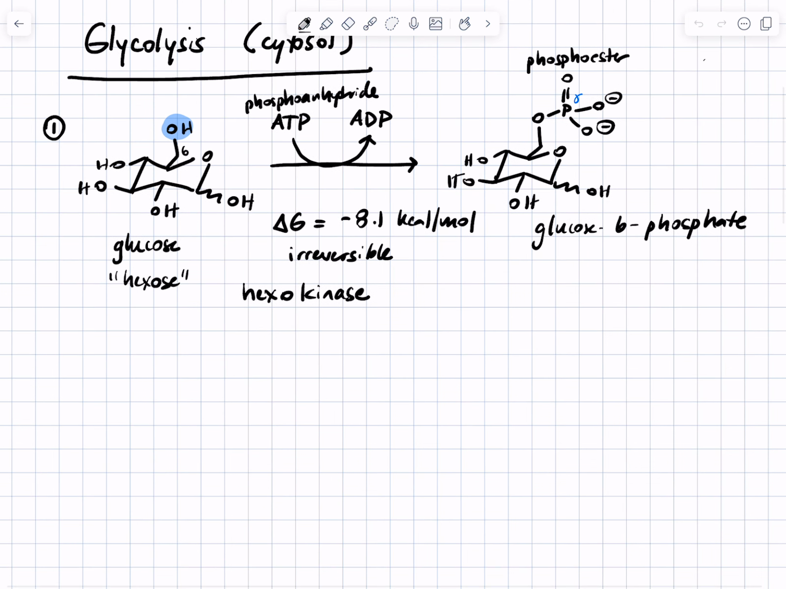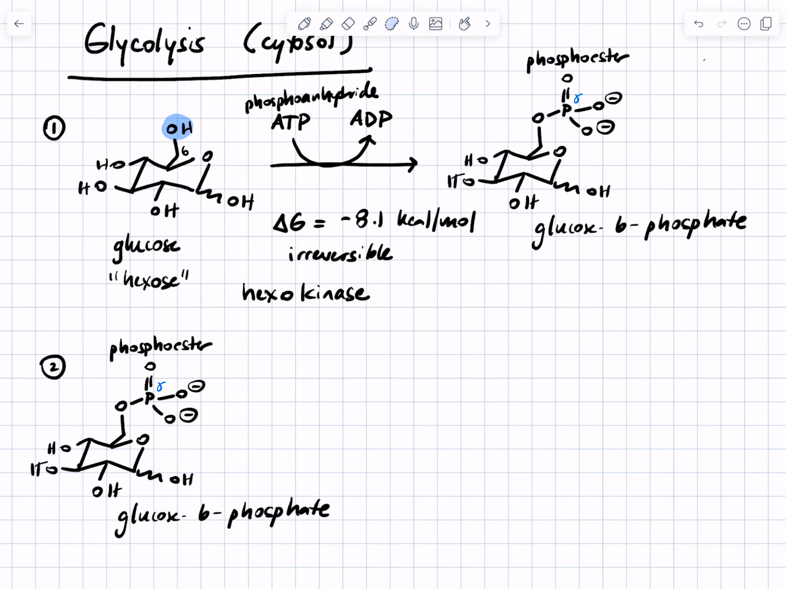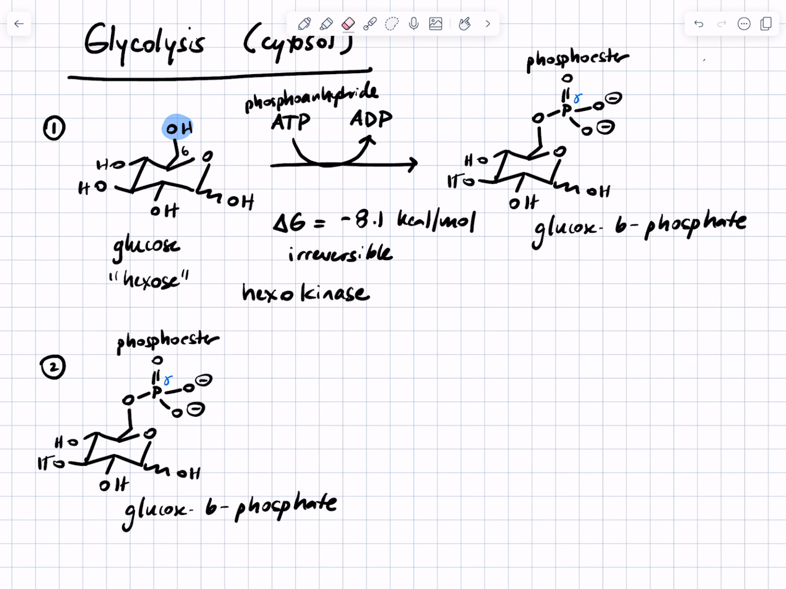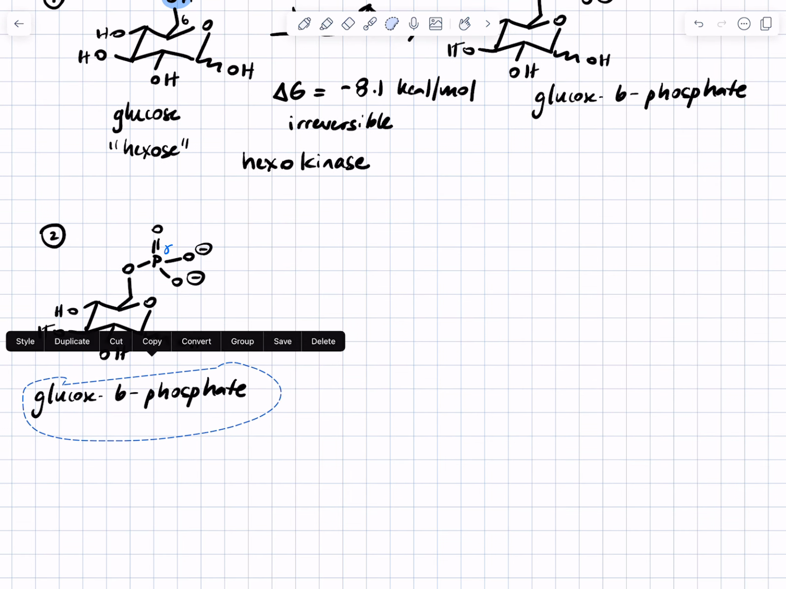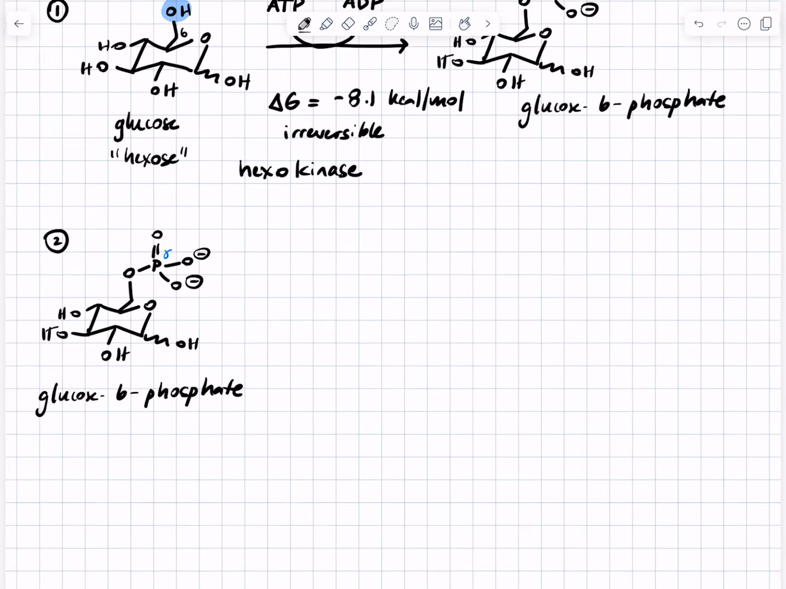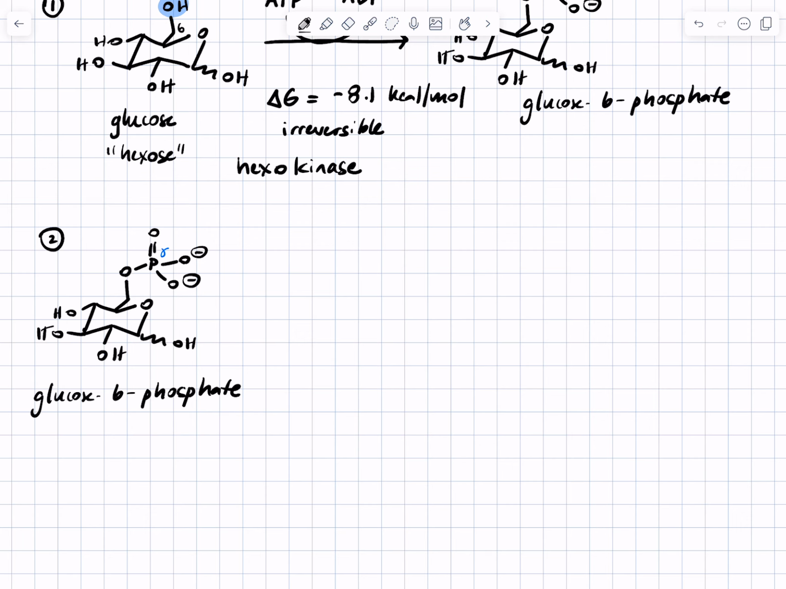Okay, the second step is an isomerization step. We're going to convert glucose 6-phosphate into an isomer of glucose. We're going to convert it into fructose 6-phosphate. So fructose differs from glucose in an interesting way. So let me draw the structure of fructose for you.